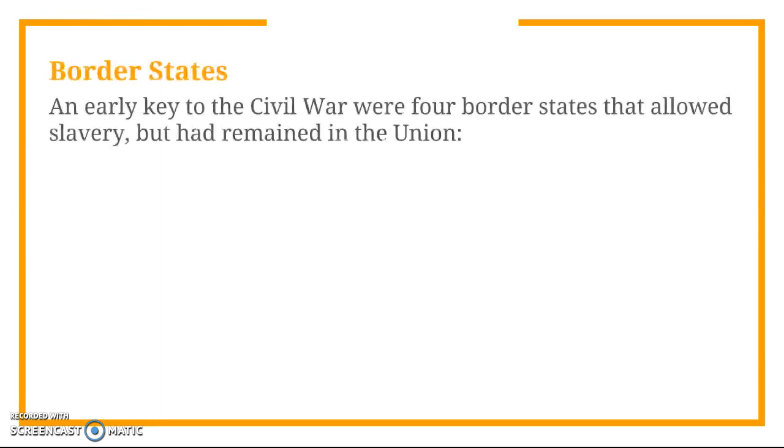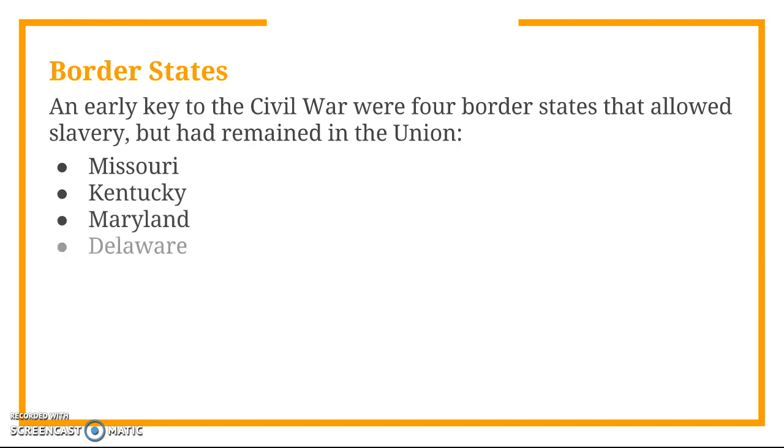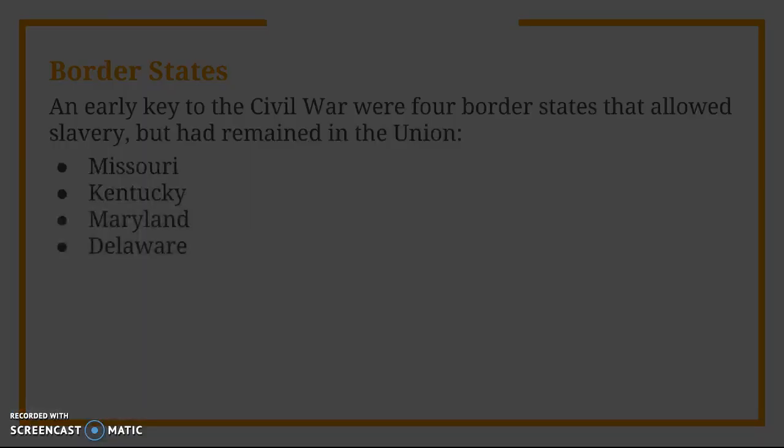Now one key aspect early on in the Civil War were the border states, and the border states were 4 states that allowed slavery but had actually remained in the Union. They had not seceded and become part of the Confederate States of America like all of the other slaveholding states. These 4 states were Missouri, Kentucky, Maryland, and Delaware.